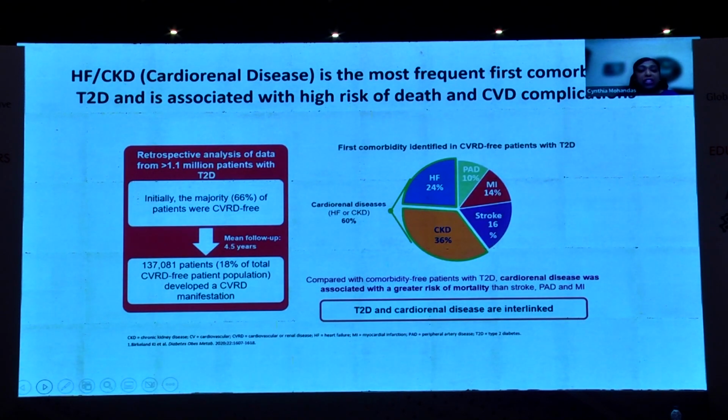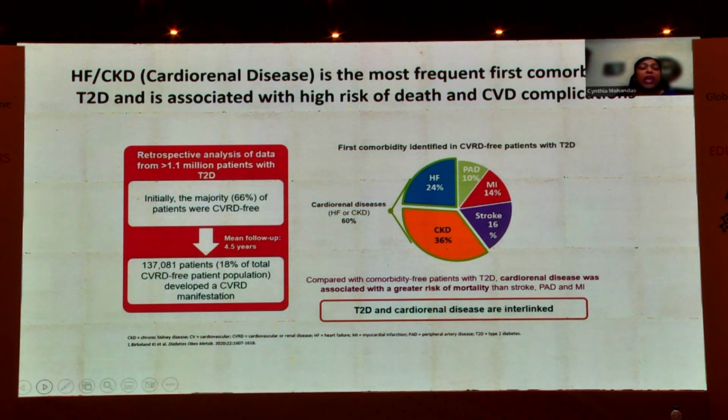So what I have shown in this slide is a retrospective analysis of data from more than 1.1 million patients with type 2 diabetes. Initially you can see 66% of the patients were cardiovascular and renal disease free. But when they were followed up for 4.5 years, it was only 18%. And on your right, you could see that compared with comorbidity-free patients with type 2 diabetes, cardiorenal disease was associated with greater risk of mortality than stroke, peripheral arterial disease, and MI.